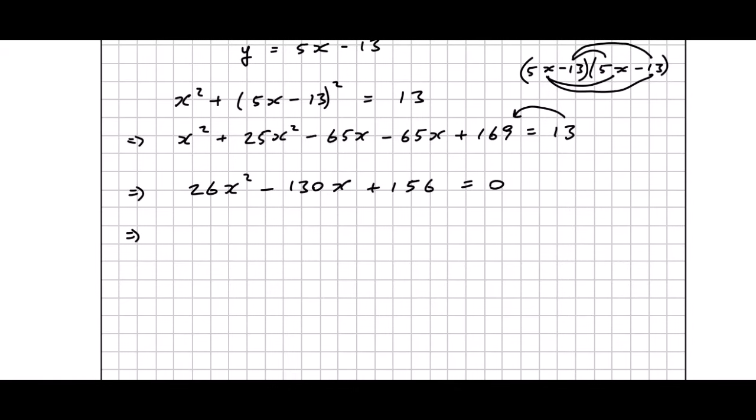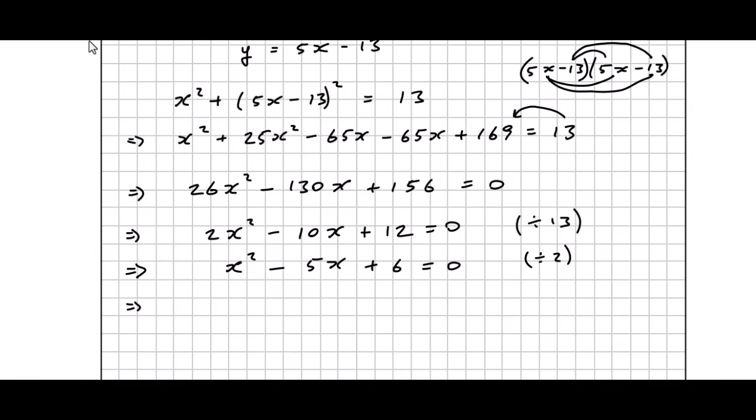Now with this we can start dividing it by various things. You can divide by 2 and so on, but what you should see here is that you can actually divide all this by 13. So if I divide 26 by 13, I'll get 2. If I divide this by 13, I'll get 10. And if I divide 156 by 13, I'll get 12. So what you should spot here is that you can actually divide again by 2. So that gives x squared minus 5x plus 6 equal to 0. So here we divide it by 13, here we divide it by 2.